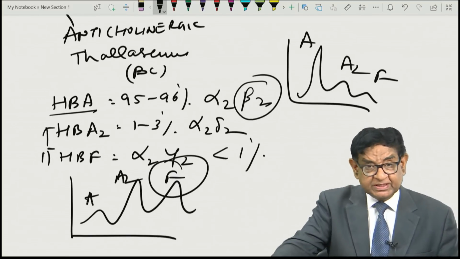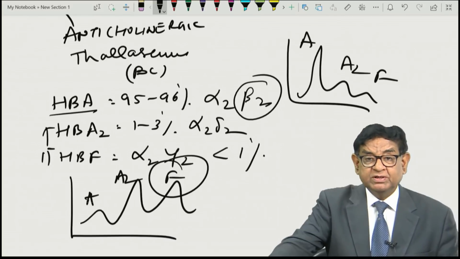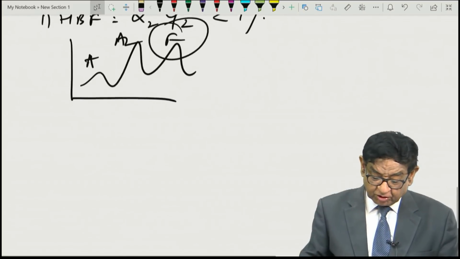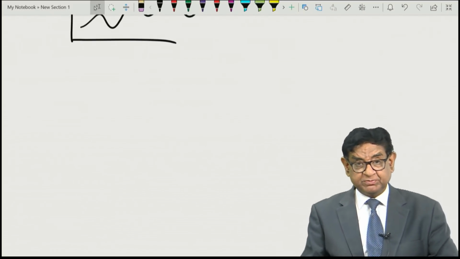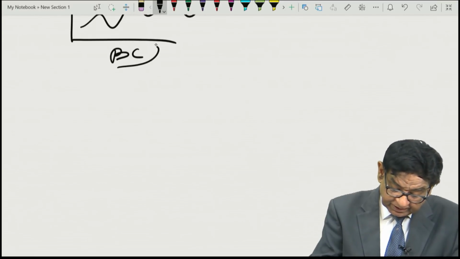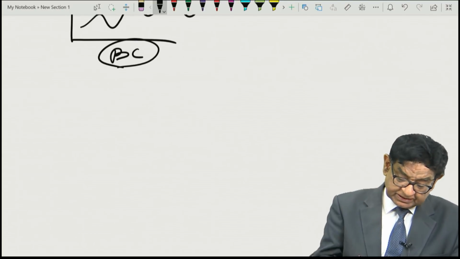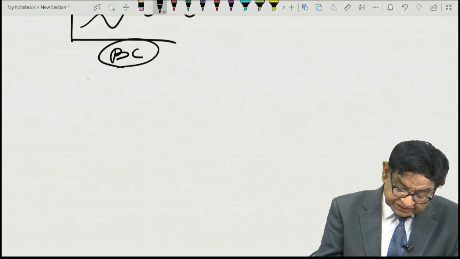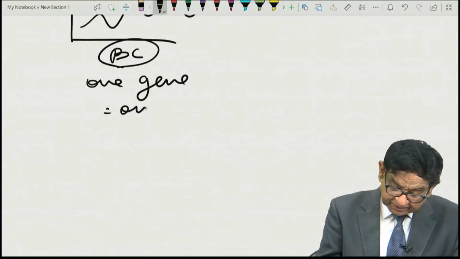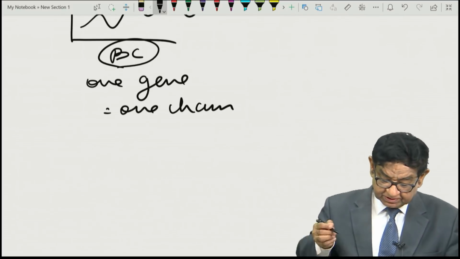Now, this much is known to most of students, but most of people are confused about minor, intermediate, and major. So that we'll talk about. Now let me go into more depth of the subject. Again, basic concept. There are 2 beta chains, alpha 2 beta 2. Each chain is controlled by 1 gene, 1 gene, 1 chain. That means beta chain will be controlled by 2 genes, okay?